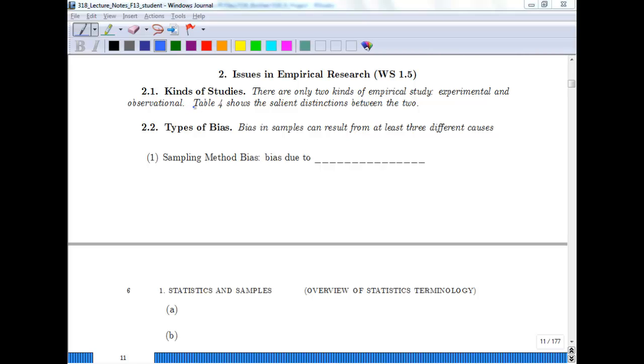Greetings again. This video covers the second part of the notes from Whitlock Schluter chapter 1. It's focusing on section 1.5.